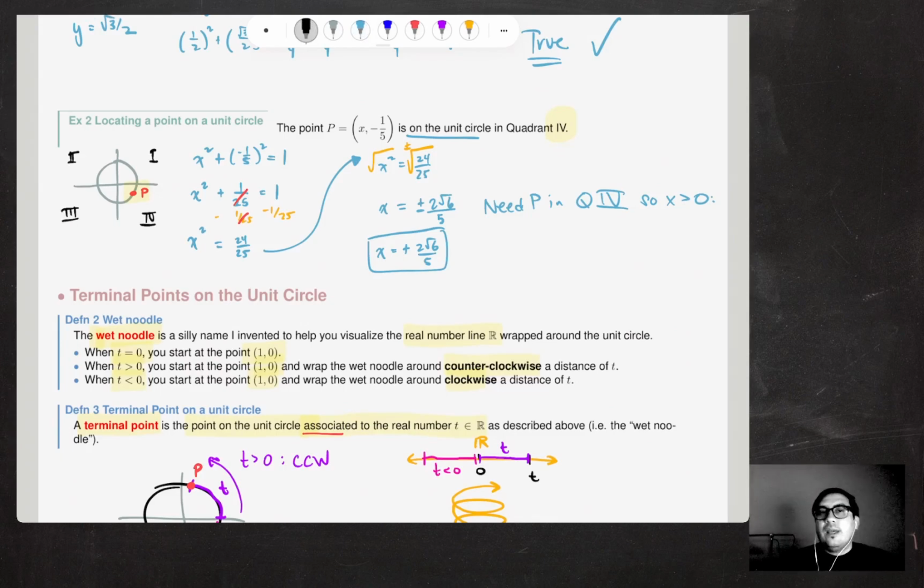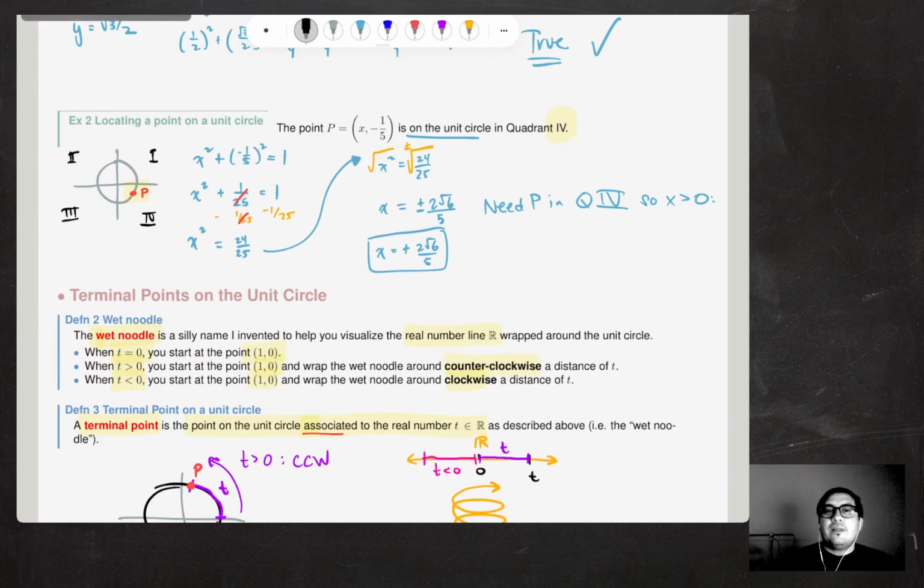Okay, so if this point is on the unit circle, then basically we get this equation here. And notice that I just wrote it as x because I don't know what it is, but I can replace the y with negative 1/5. And in fact, we can solve this equation to get that x is equal to plus or minus the square root of 24 over 25. In class, I was talking about some calculator tricks. I'll bring up calculator tricks a little later again.